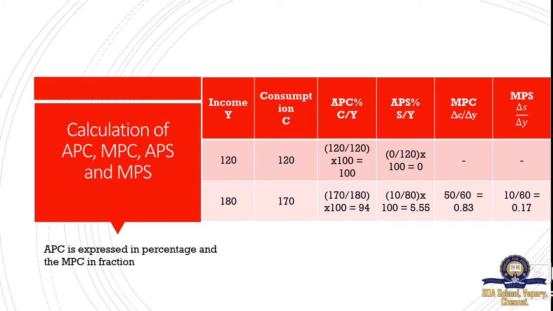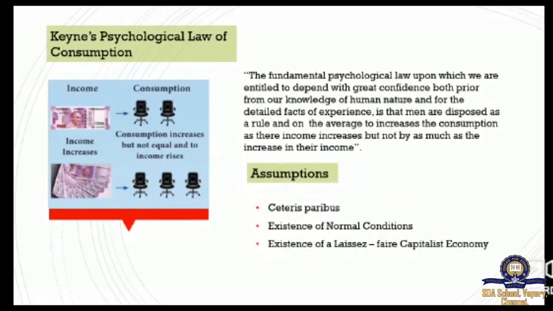Next we will calculate MPS, delta S by delta Y. Delta S is 10, delta Y is 60. How does the 60 come? Y, income, 180 minus 120. 10 by 60 is equal to 0.17. This is the way of calculating APC, MPC, APS and MPS. Now, we will see Keynes' psychological law of consumption.